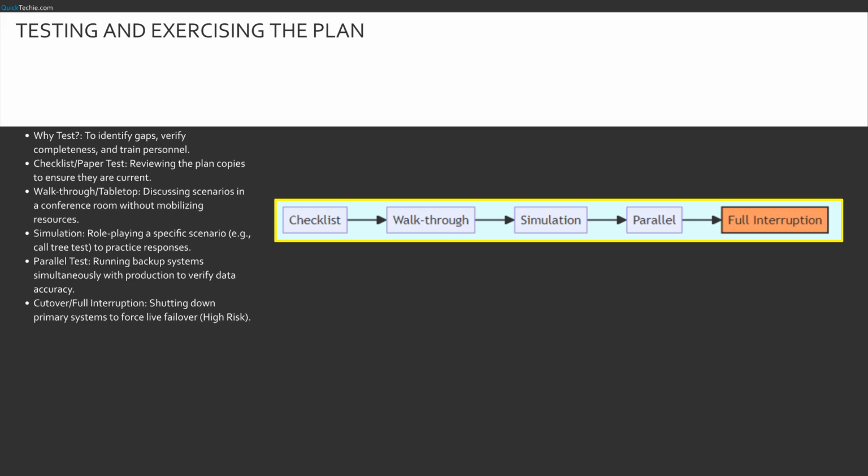This staircase shows the increasing complexity and risk of tests. We start at the bottom left with checklist and walkthrough: low cost, low risk. We climb up to simulation and parallel. At the top is full interruption, the highest confidence, but also the highest risk to operations. You must master the lower steps before attempting the top.